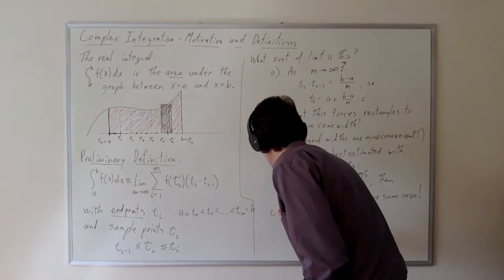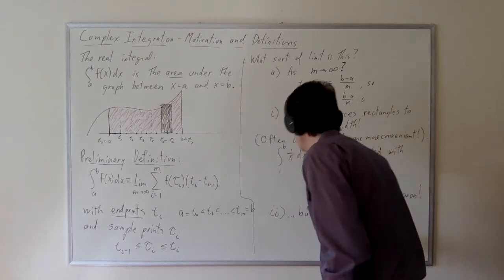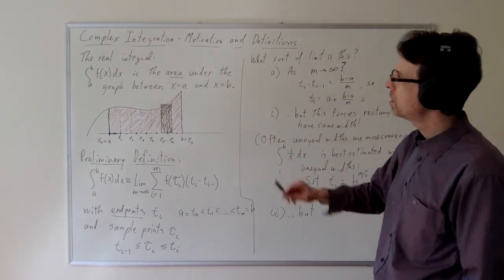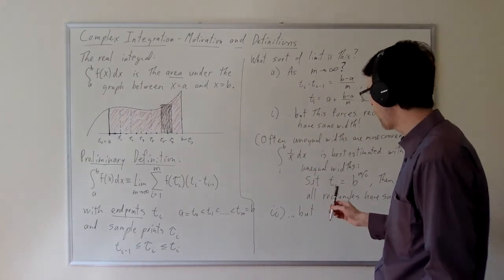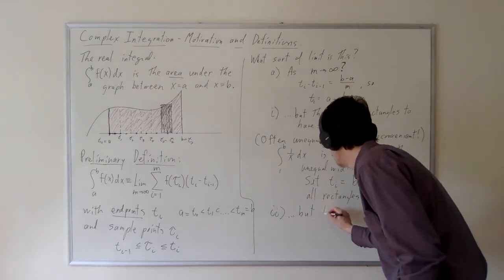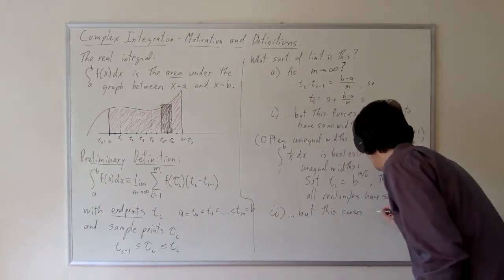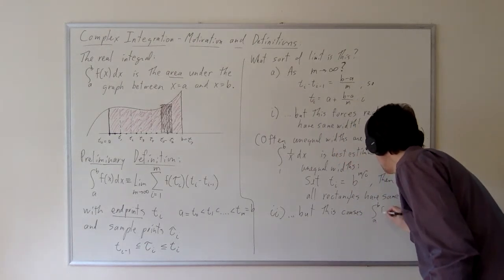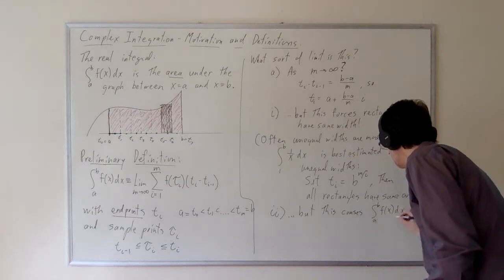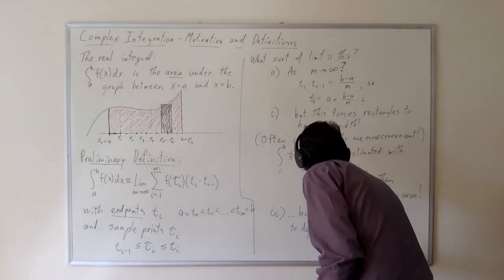But the second objection is it causes a strange phenomenon. It causes the integral to only depend on the rational values of x. So this causes the integral from a to b of f of x dx to depend entirely on rational x.